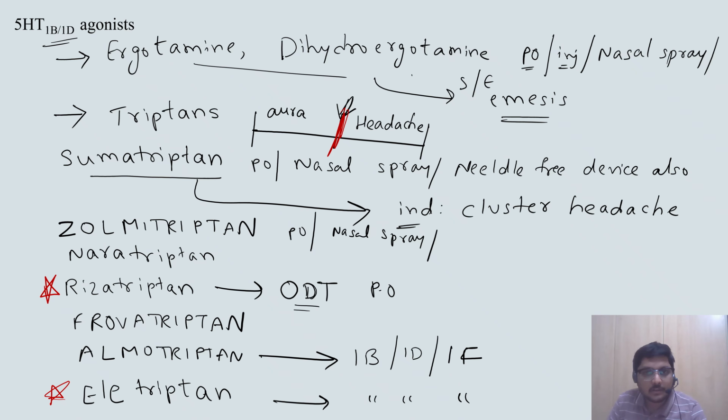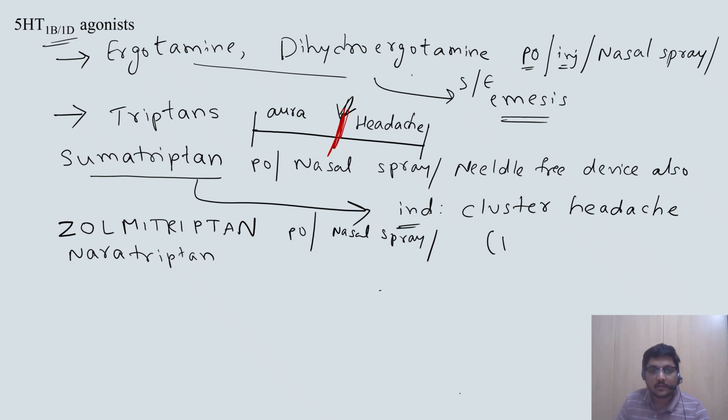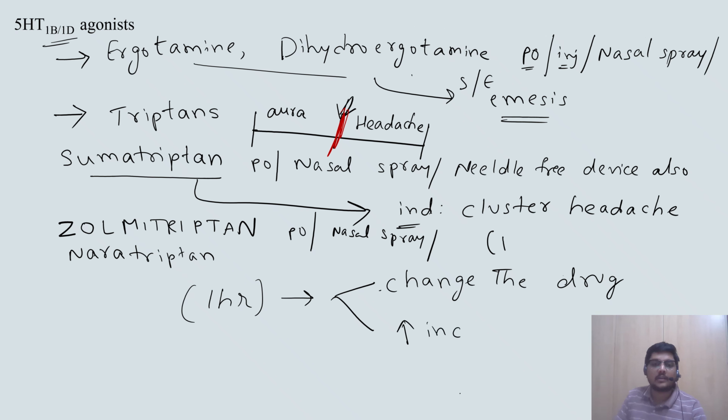One more thing we should remember about the triptan is, when you give a triptan to a migraine patient, the patient should feel relief within 1 hour. When there is no relief for 1 hour even after taking the triptan, it means that the triptan is not working in that patient, or the dose is not suitable for that patient. So relief should be within 1 hour. If not, in the subsequent attack, we should change the drug, or if we don't like to change the drug, we should increase the dose during the subsequent attack.